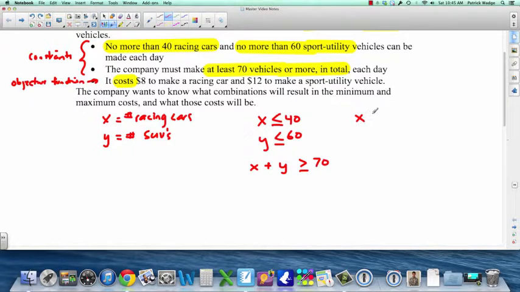So X has to be greater than 0. Can it be 0? Can you have 0 racing cars? Yeah, you could have 0. So equal to is fine. And Y has to be greater than or equal to 0.